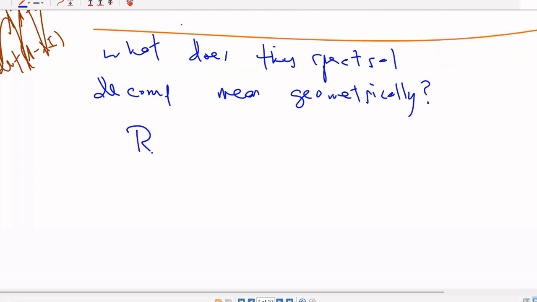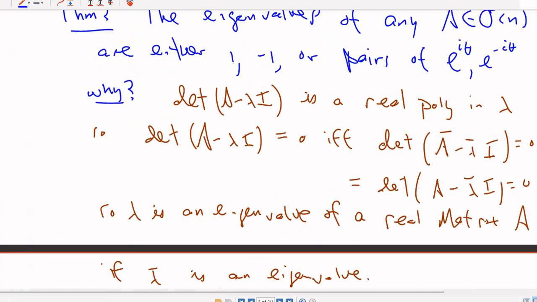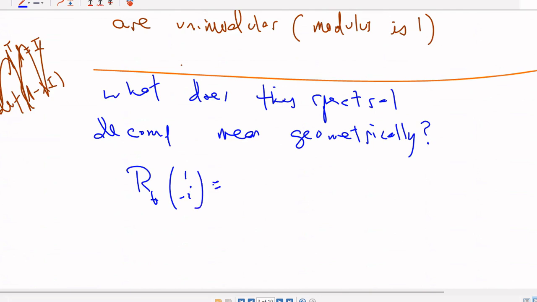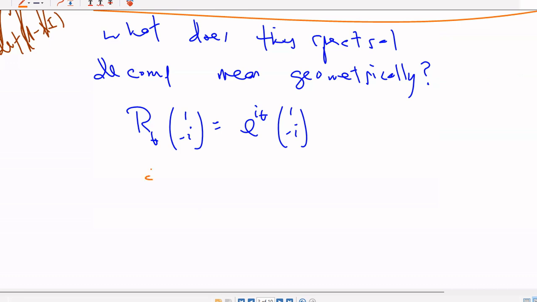What it means is that if you take R theta on one of these vectors, say 1, negative i, you get e to the i theta times 1, negative i. I certainly hope that's true. Let's go through this and check it. We have to rotate it with a 2x2 matrix, and then use Euler's formula that e to the i theta equals cosine theta plus i sine theta.